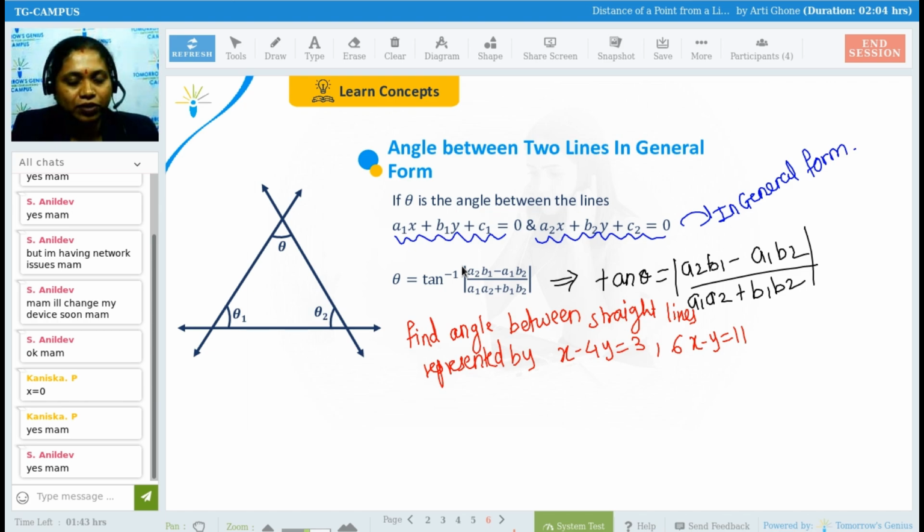Here you will get A1, B1 and C1. Don't forget to compare it very properly. C1, no need of C1 over here, so you can skip that one. And A2, B2 and C2 is in the second line. Clear?